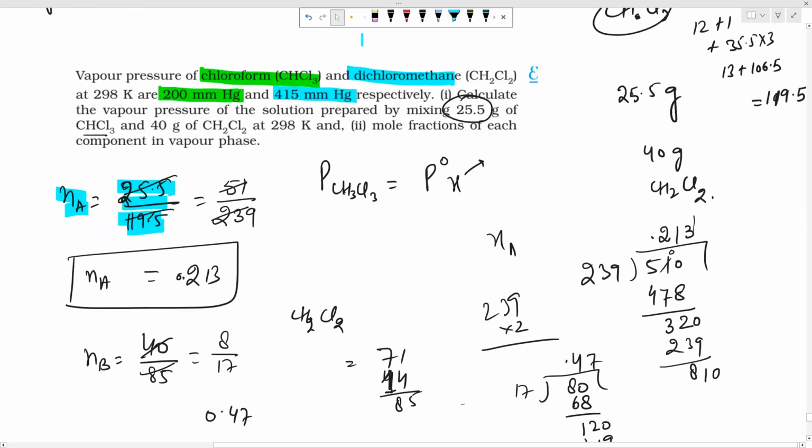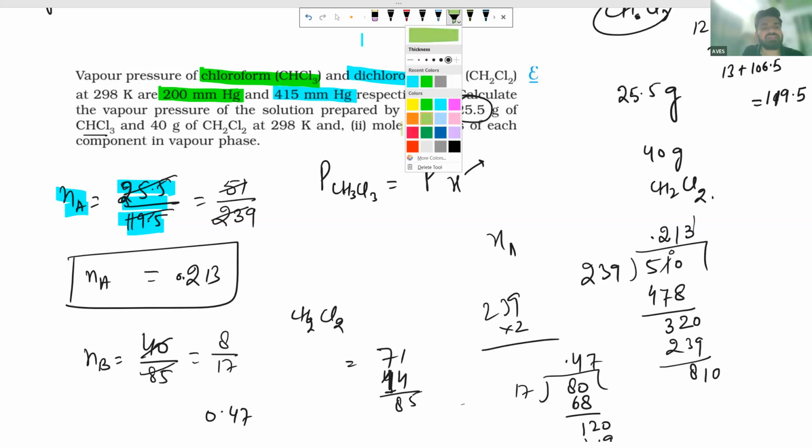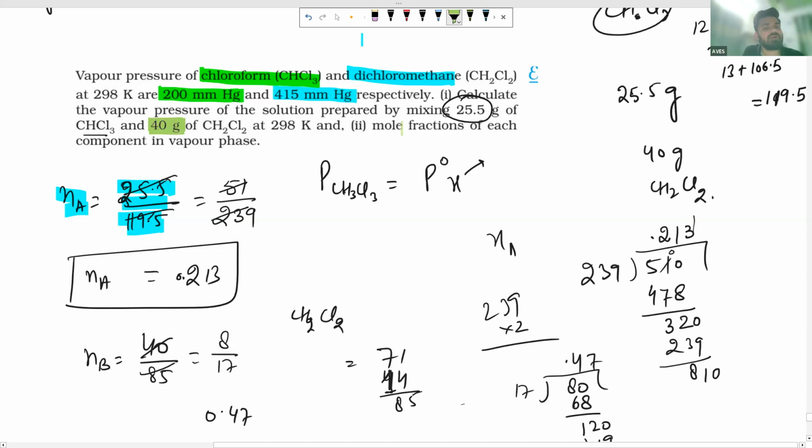Is that clear? We have just found the number of moles of A. Now we find the number of moles of B. The given mass is 40, upon its molar mass. The molar mass of CH2Cl2 is 85. 40 divided by 85, you will get 0.47. Understood?